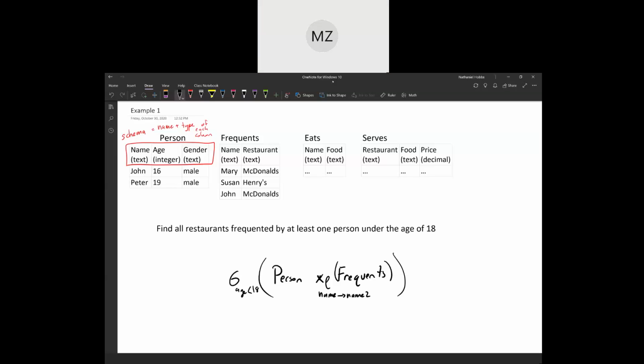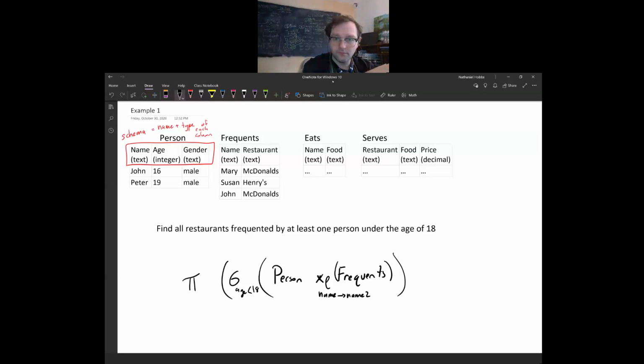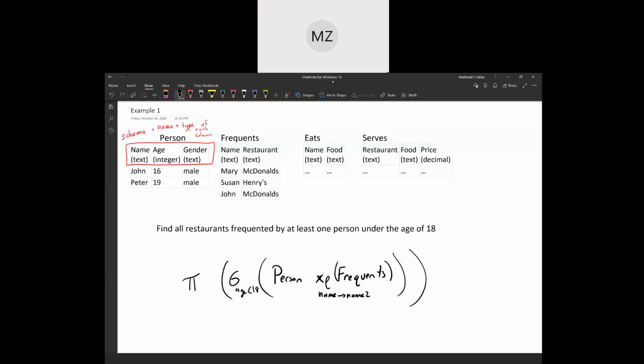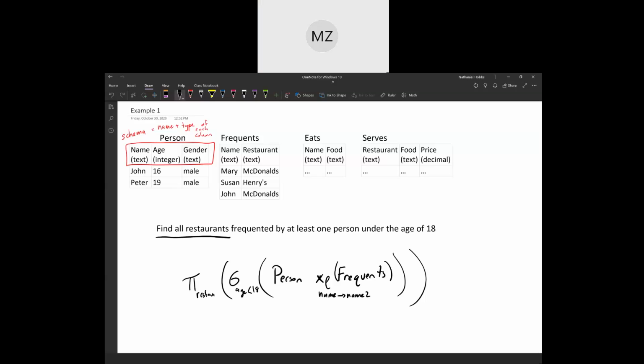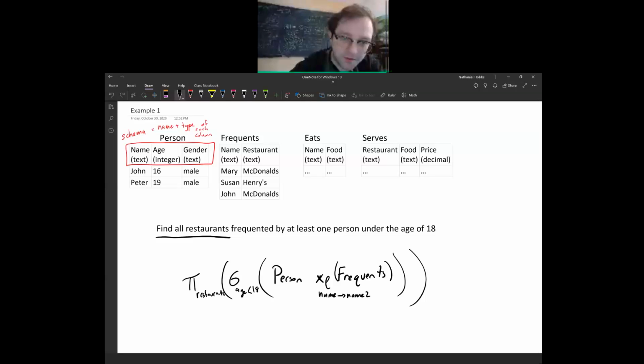Okay. Two things. One's a small thing. The project here, we want to find all restaurants, so we don't care about the other stuff. So here, we'll project only the name of the restaurants. We don't need anything else. Okay. There's one other thing that's missing from this. I want to see if you can catch it.